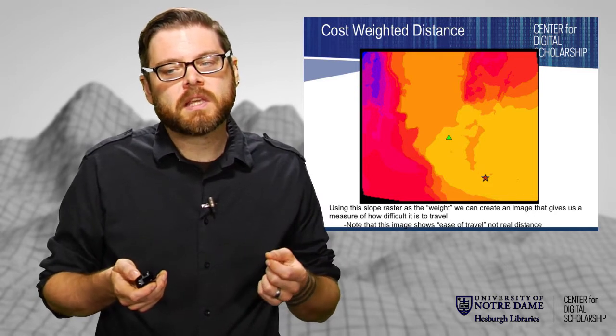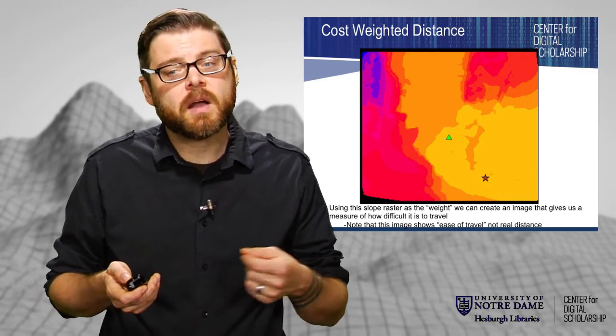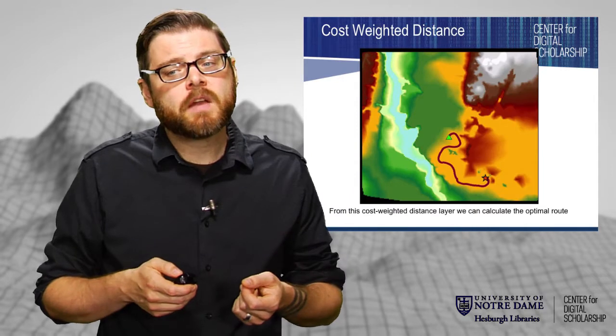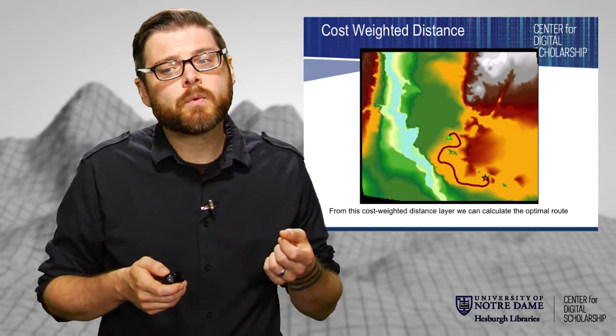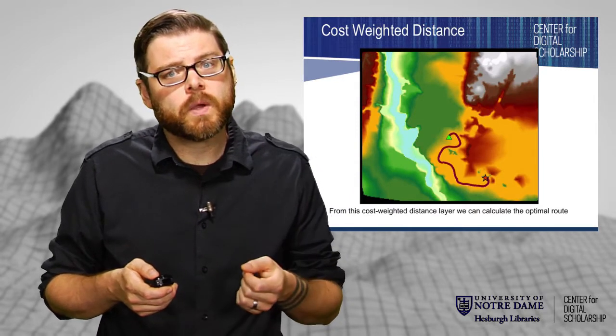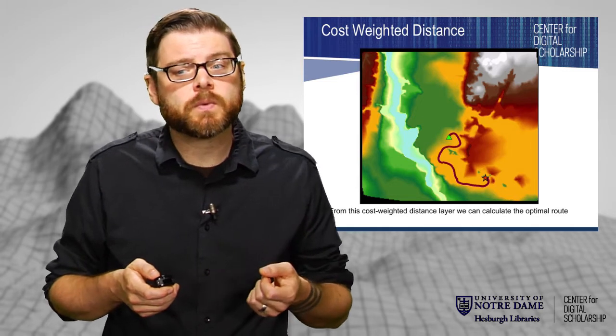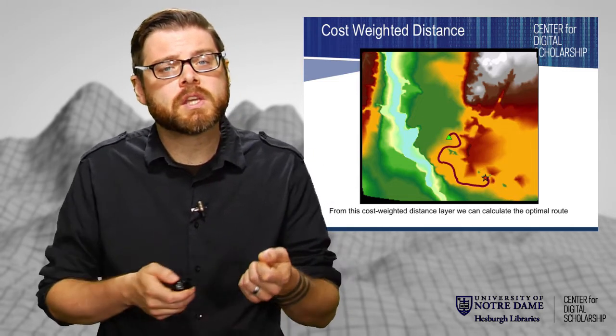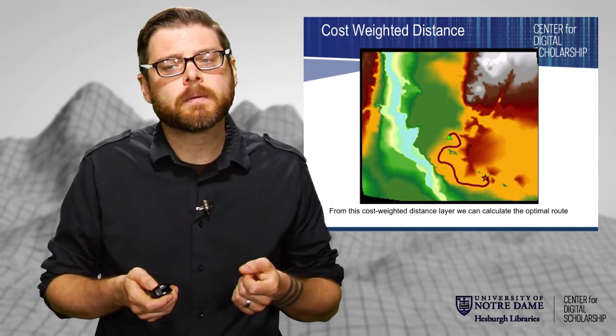So we can see that the ease of traffic, the ease of passage actually does take us around that hill. And if we wanted to look at what the ideal path would be based on the cost-weighted distance, this is what it would look like. So we'd actually want to follow it around those hills instead of traversing them directly.